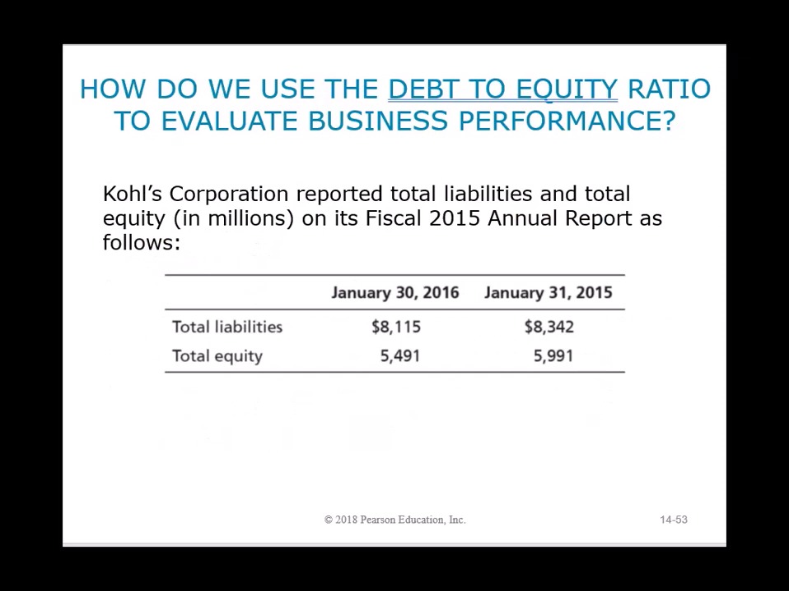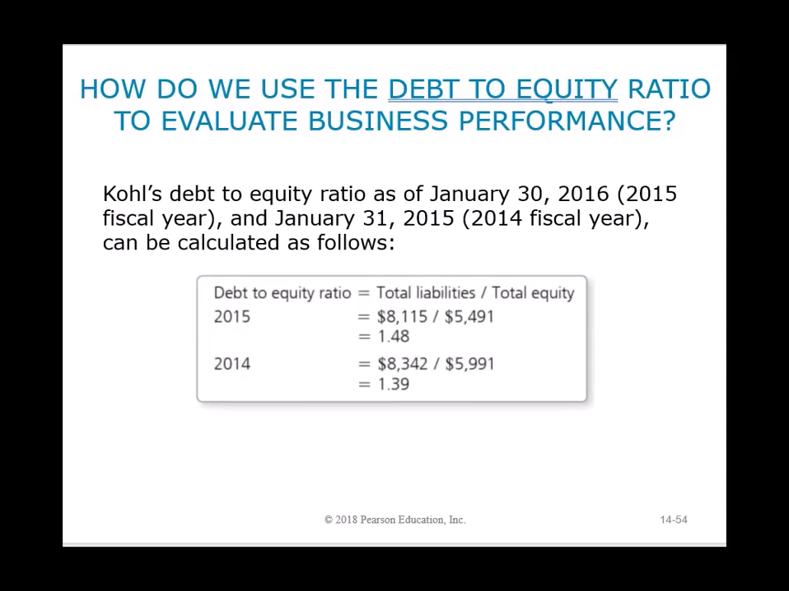Okay. Here we see an analysis of Kohl's Corporation. We'll look at the computations on the following slide, but we can easily look here and see that the company is using more debt than they are using equity. The liabilities are higher than their equity. If we make the calculations for 2015 and 2014, we see that their debt to equity ratio is actually 1.48 in 2015 and 1.39 for 2014.